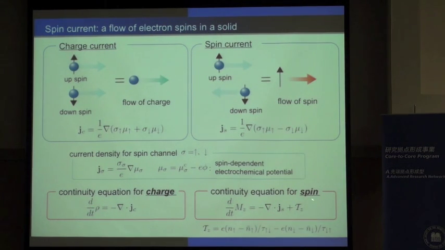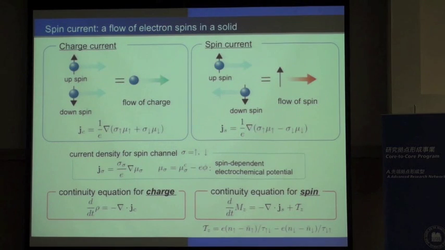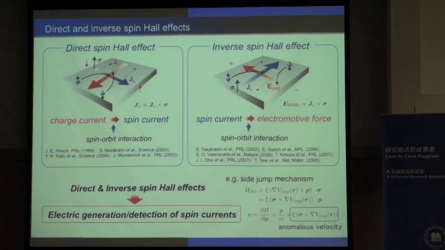These equations are the continuity equation for electron charge and spin. This continuity equation for spin predicts that a spin current is coupled with dynamical magnetization by exchanging the spin angular momentum. A spin current is coupled also with a charge current through the spin-orbit interaction in a solid. This is known as the direct and inverse spin Hall effects.